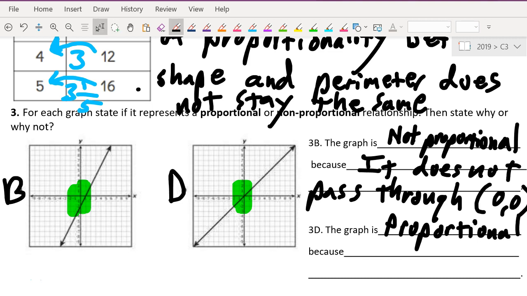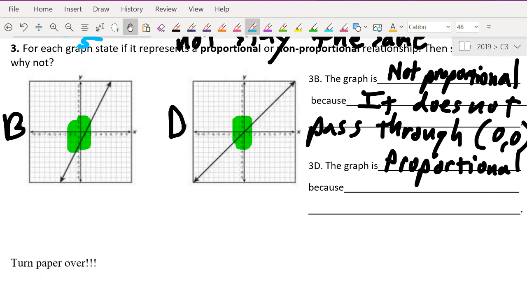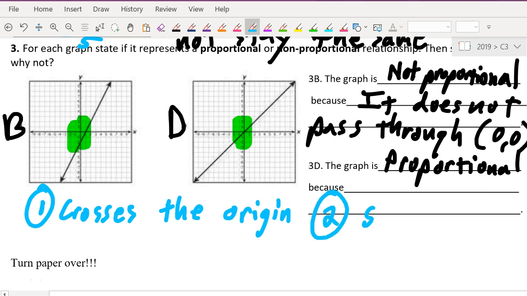Proportional. And we're going to say, what reasons? Well, there's two reasons. I'm going to write them here since this marker is so big. So, one, it crosses the origin. And two, it's a straight line. Alright, any questions? Easy cheesy.